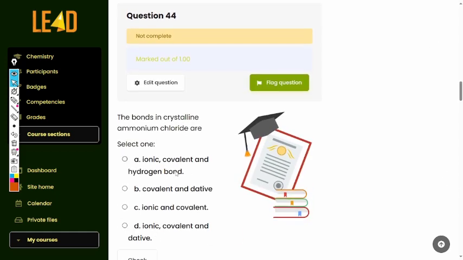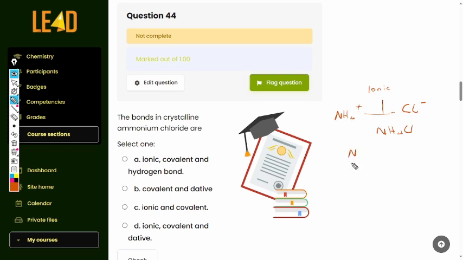Question 44. The bonds in crystalline ammonium chloride are... so there are multiple bonds in ammonium chloride. Let's find out what bonds are in ammonium chloride. Ammonium chloride is formed when an ammonium ion, NH4 plus, combines with chloride ion. So first off, this is a positive ion combining with a negative ion to give you ammonium chloride. So the type of bond between the both of them here is ionic, because it has to do with two ions.